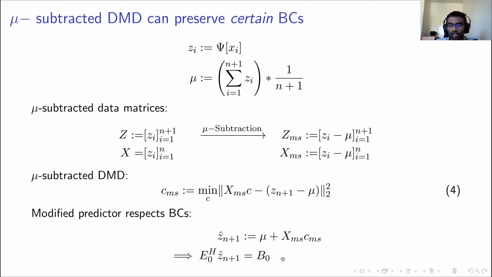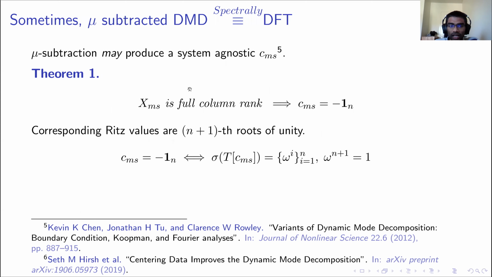So this is good, but there's a potential pitfall to this. If the mean subtracted X has full column rank, then CMS is restricted to be a column of negative ones, which is equivalent to saying the Ritz values are n+1 roots of unity. The situation is called spectral equivalence to TFT. So what this means is that if this rank condition holds, then regardless of the underlying system, the Ritz values are going to be on the unit circle.